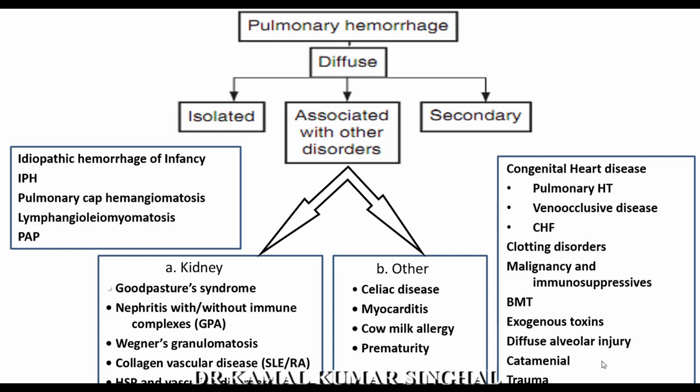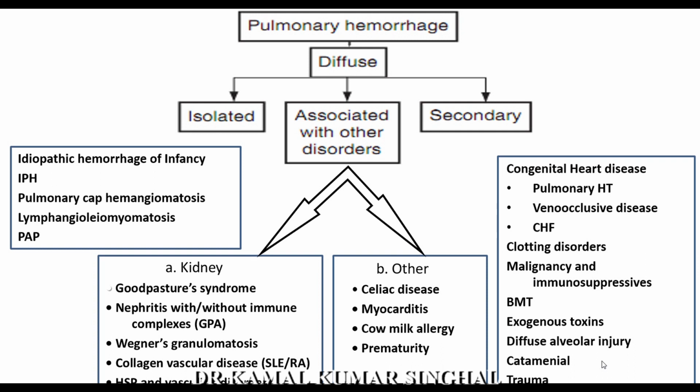Clotting disorders can also present as pulmonary hemorrhage. Then you will have other evidence of bleed also. Malignancies and immunosuppressives can also result in pulmonary hemorrhage. Bone marrow transplant, exogenous toxins, can also present as pulmonary hemorrhage. Diffuse alveolar hemorrhage is also an entity where the involvement is diffuse, and can also present as pulmonary hemorrhage.